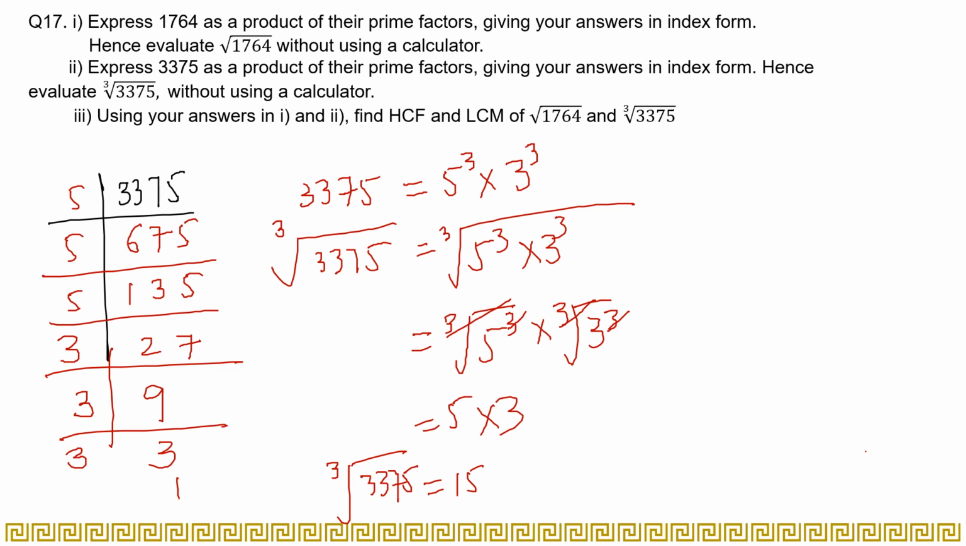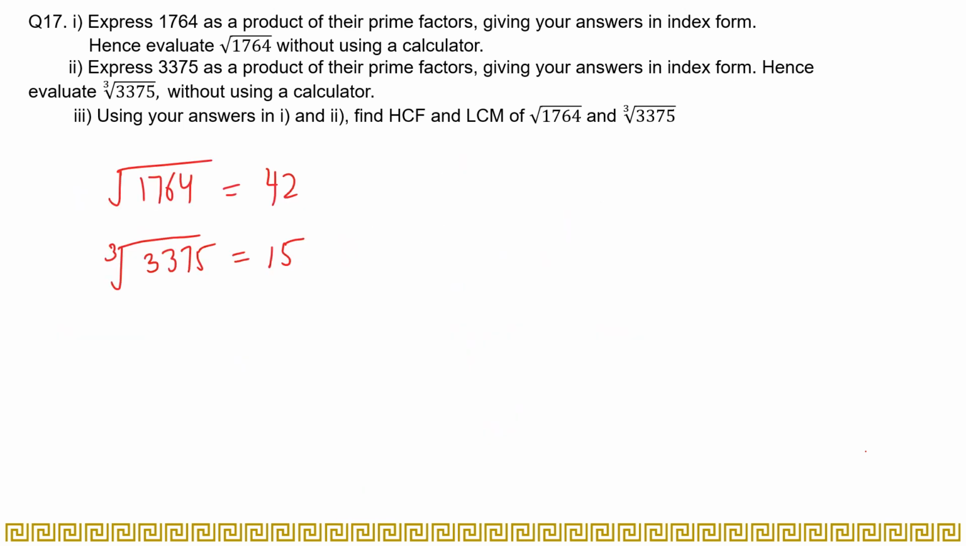3375, right? Now that we have solved part 1 and part 2, we are asked to use the answers of part 1 and part 2 to find the HCF and LCM for the square root of 1764 and the cube root of 3375. That is the reason I have written these two here, the answer for the square root of 1764 as 42 and the answer for the cube root of 3375 as 15.